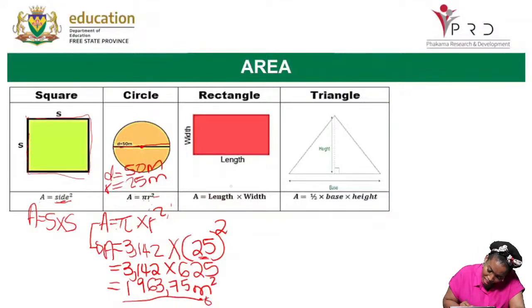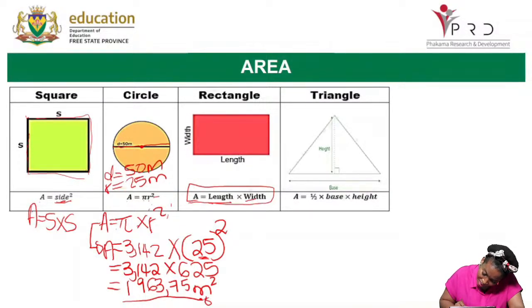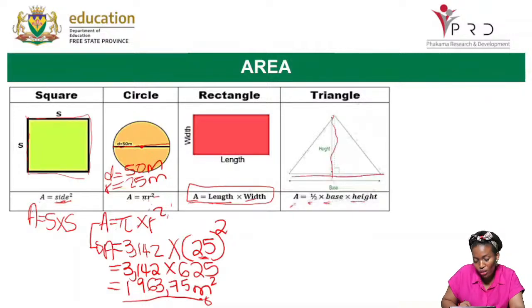And then for calculating the area of a rectangle, the formula is length multiplied by width. And when it comes to a triangle, the formula for calculating the area of a triangle is half multiplied by base multiplied by your height. So that is the formula. And this represents your base and this represents your height. That is how you calculate the area of a triangle.